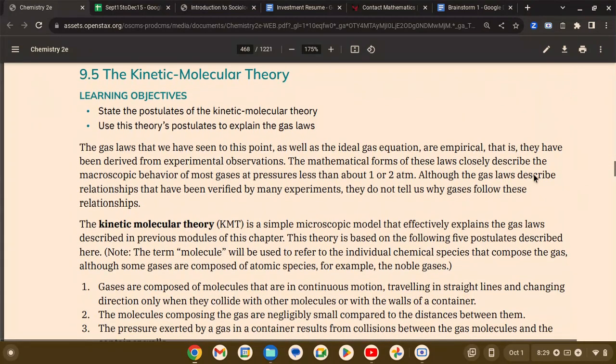There we go, 9.5, the kinetic molecular theory. Learning objectives: state the postulates of the kinetic molecular theory and use this theory's postulates to explain the gas laws. The gas laws that we have seen to this point, as well as the ideal gas equation, are empirical. That is, they have been derived from experimental observations. Mathematical forms of these laws closely describe the macroscopic behavior of most gases at pressures less than about 1 or 2 atmospheres.